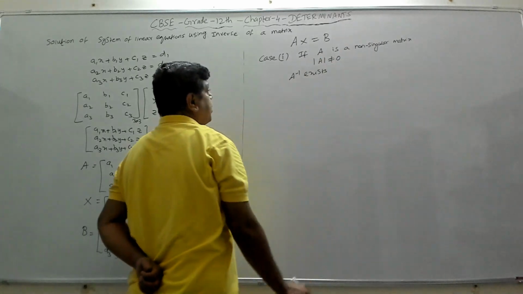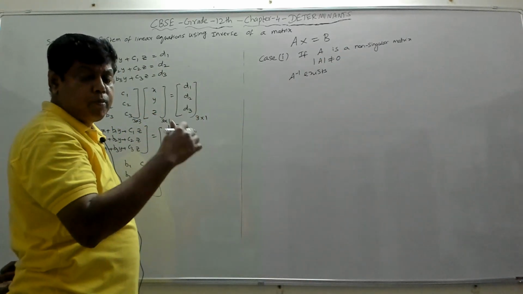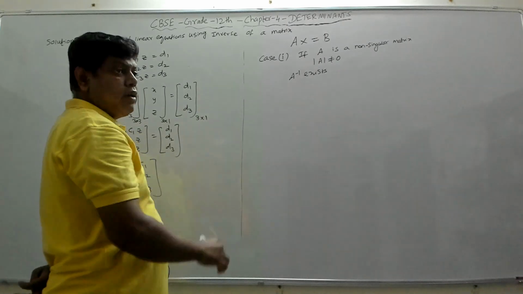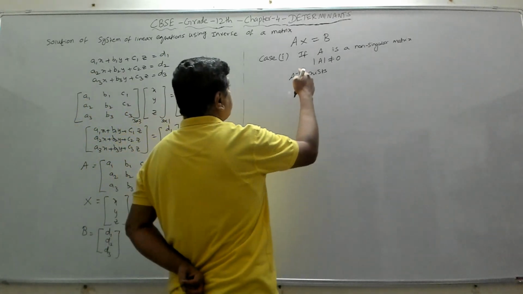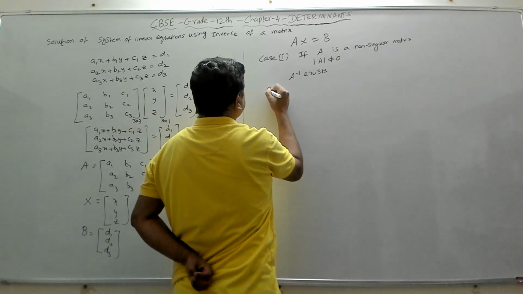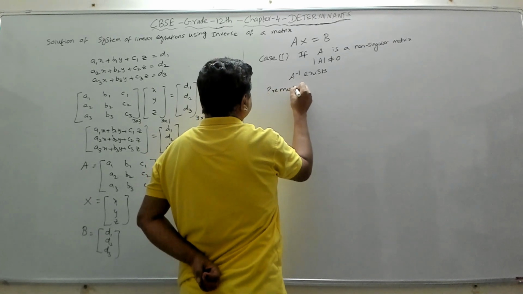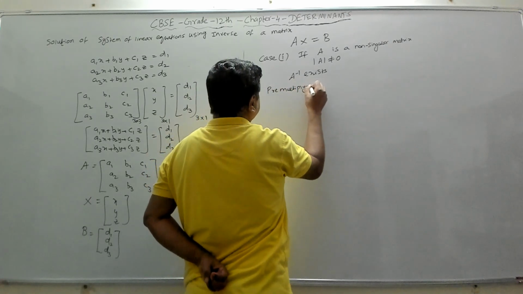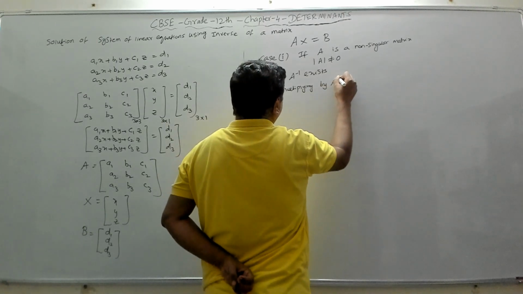Because A is a non-singular matrix, which means the determinant of A is not equal to 0. The moment the determinant of A is not equal to 0, we can find A inverse. So A inverse exists. Then we will multiply this equation. So pre-multiply by A inverse on both sides.